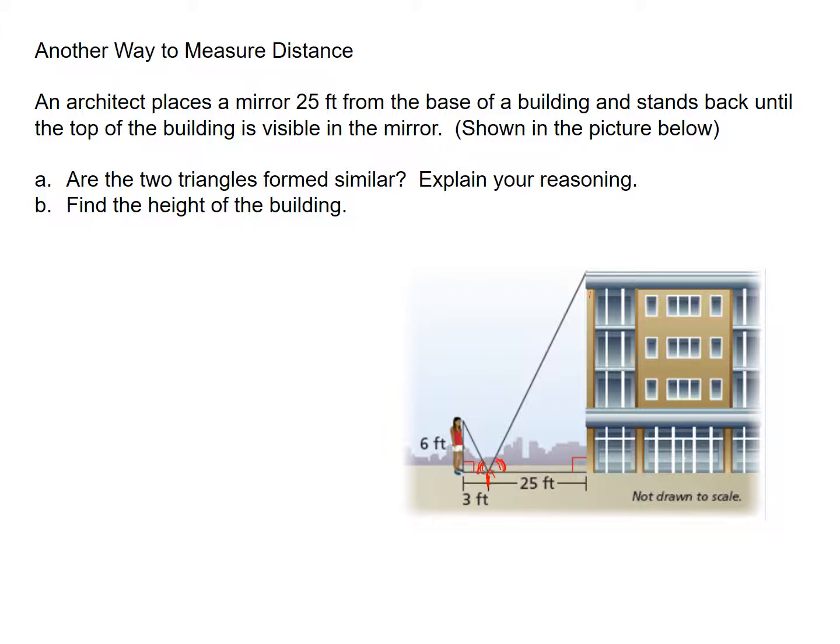So when she's looking up, she just sees the top of the building, she's at the same angle that the light is being reflected at. And she's standing up straight, and so is the building. So we have 2 right triangles, and they're similar because of the AA similarity property.